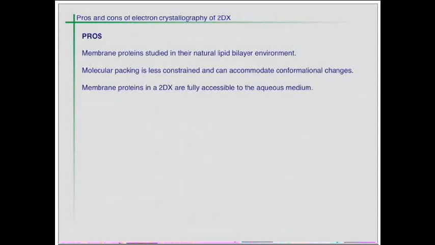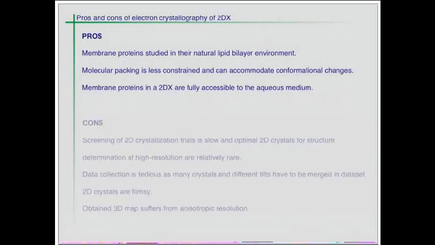Some of the advantages of 2D crystallization and electron crystallography are, of course, that the membrane protein can be studied in its bilayer environment. The 2D crystals perhaps can accommodate conformational changes a bit better than 3D crystals can. And of course, if you are interested in studying complexes, with 2D crystals both phases are fully accessible to the aqueous medium.